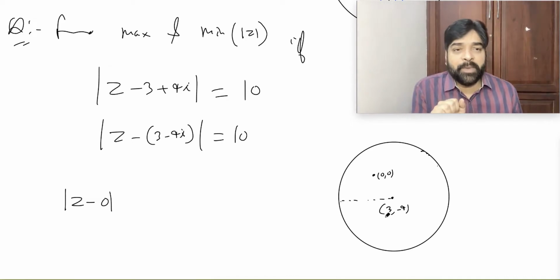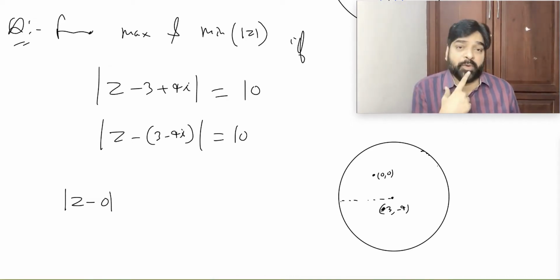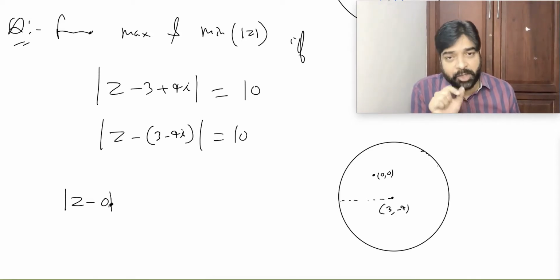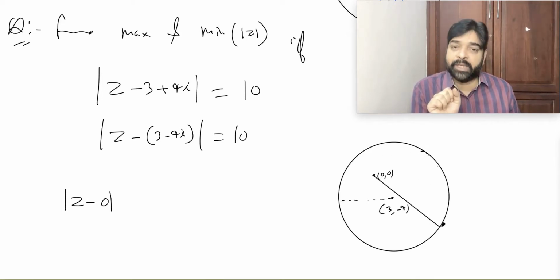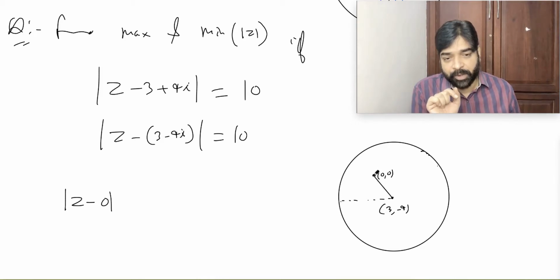What is the maximum and minimum value? How to get it? First check whose maximum and minimum you want. I want mod of z minus 0 maximum. So z and 0 first join. Z and 0. So this maximum and minimum I want. See, this is the one condition, this is the another condition. How to get the maximum and minimum value? Straightforward. Center and this point join it. Finish. Your question is over.